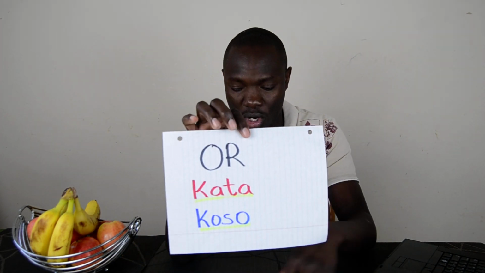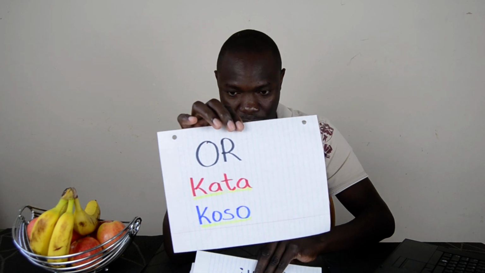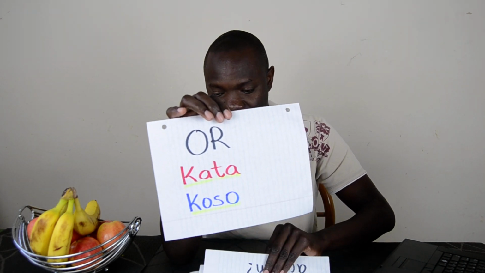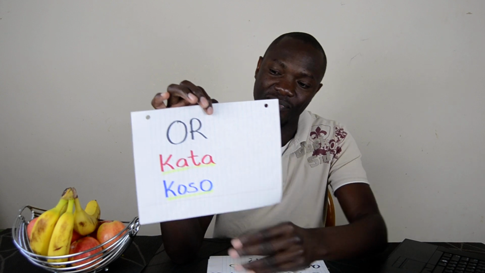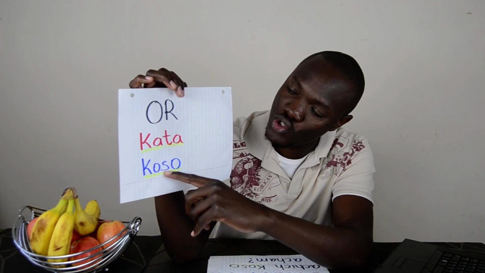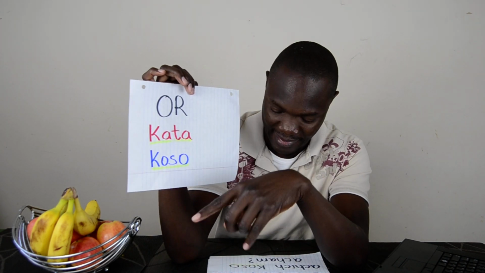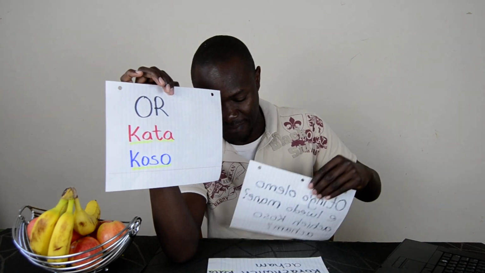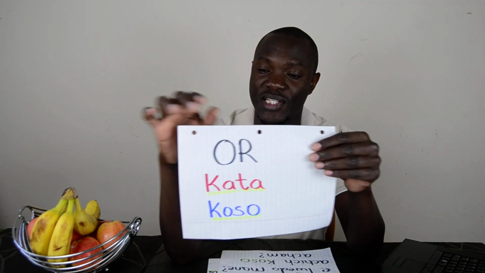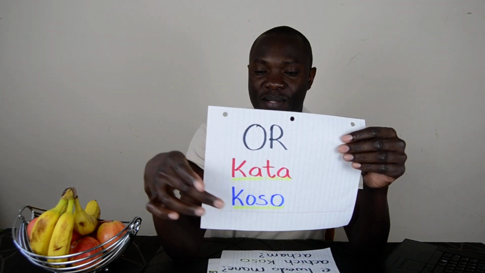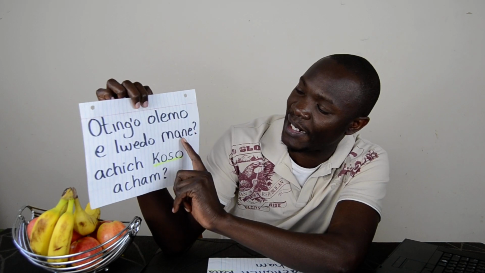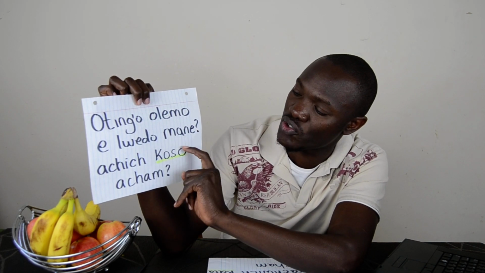Then the next one is or. Or translates to kata or koso. I think I have examples of both. So I'll show you examples of kata and koso. Otingo olemo elwedo mane. Achich koso acham.